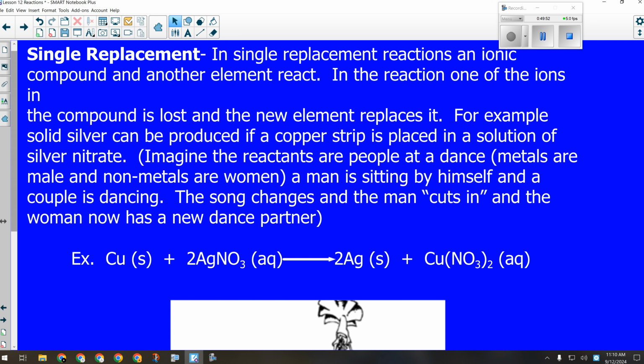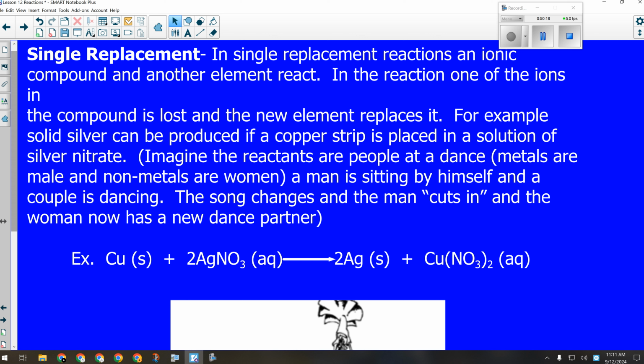And that's why the solution is now blue. That solution now contains copper 2 nitrate. All copper containing ionic compounds are blue. So overnight you see this solution go from clear to blue, and you see the penny turn silver. The silver just plates out onto the surface as the 2 metals switch places in that reaction.